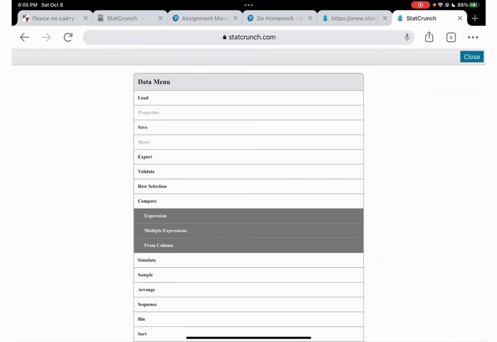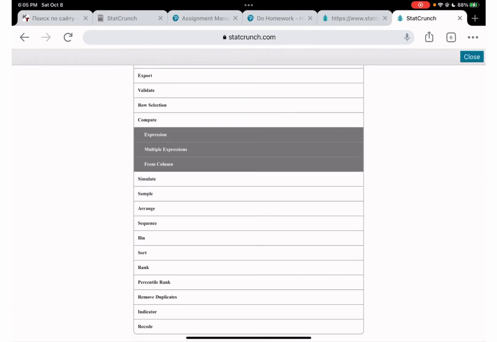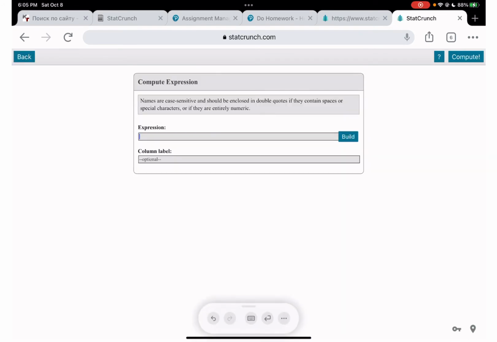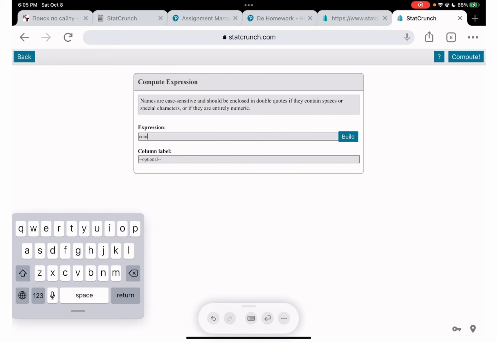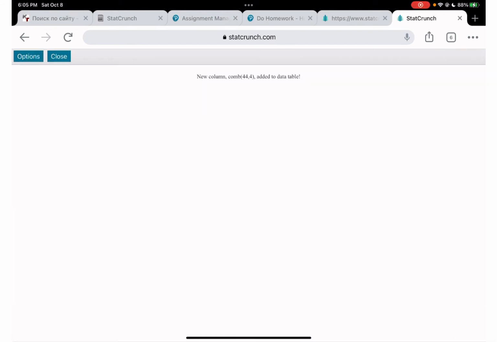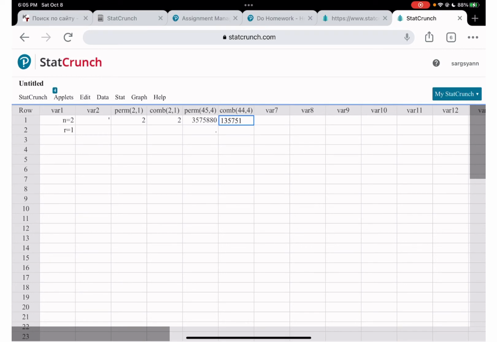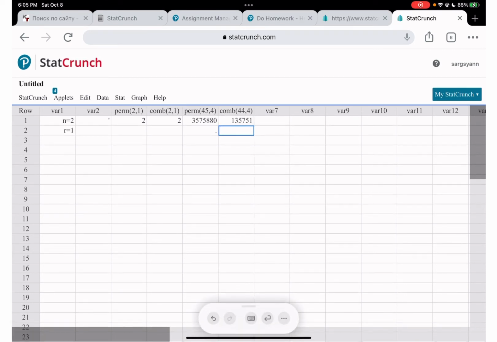Now I'm going to do combination data. Again, compute. And I'm choosing expression and put combination. B, it's going to be 45, comma 4, and click compute, close, and there we go, 135,751. So many choices you have. You choose combination or you choose permutation. As you can see, permutation allows much more choices than combination.